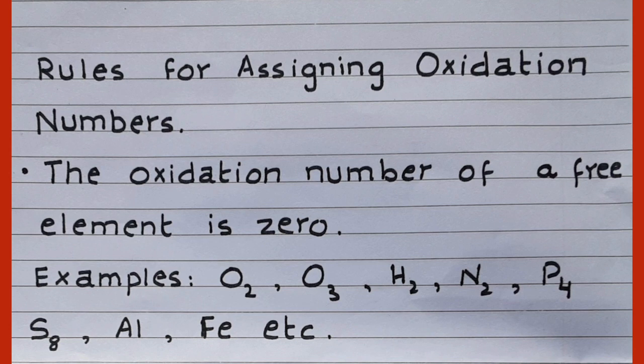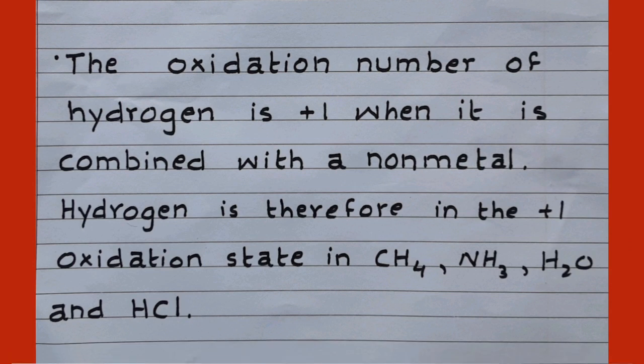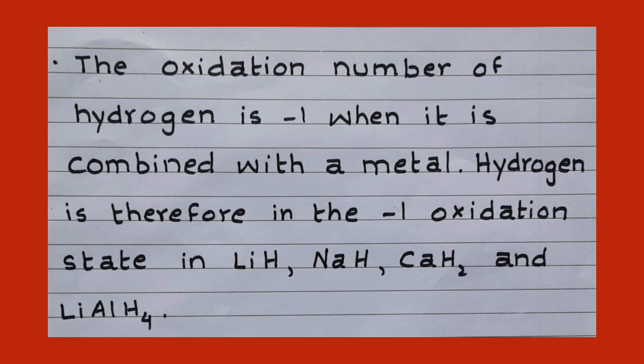Rules for assigning oxidation numbers. The oxidation number of a free element is 0. Examples: O2, O3, H2, N2, P4, S8, Al, Fe, etc. The oxidation number of hydrogen is +1 when it is combined with a nonmetal. Hydrogen is therefore in the +1 oxidation state in CH4, NH3, H2O, and HCl. The oxidation number of hydrogen is -1 when it is combined with a metal. Hydrogen is therefore in the -1 oxidation state in LiH, NaH, CaH2 and LiAlH4.